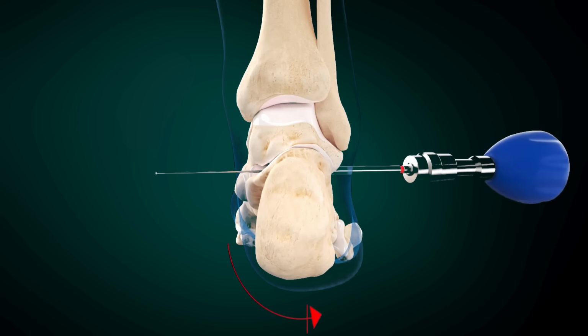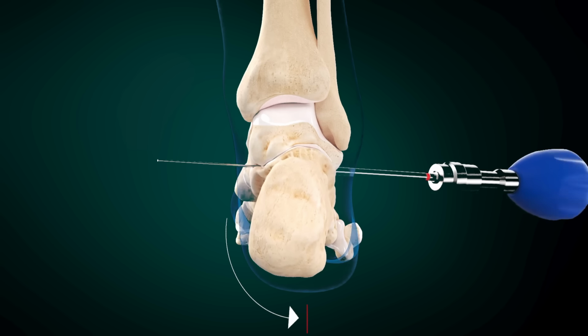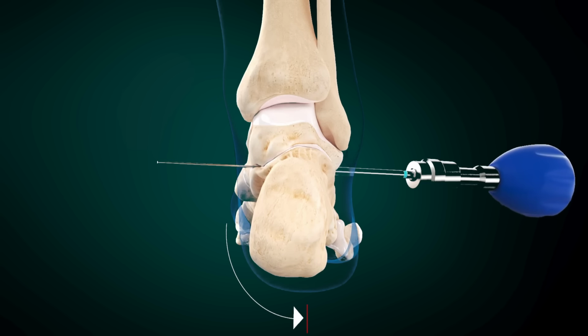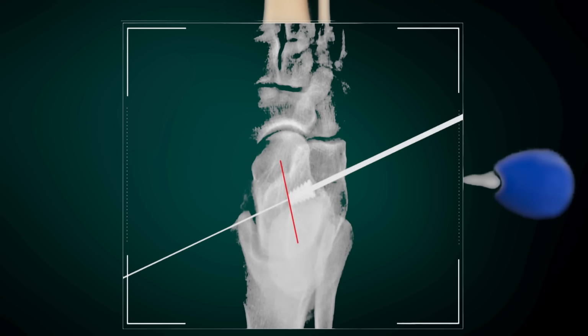After each trial insertion, the alignment and derotation of the calcaneus under the talus is checked manually. If too much eversion is present, the diameter of the trial sizer is increased. An AP fluoro shot is used to confirm the correct placement.